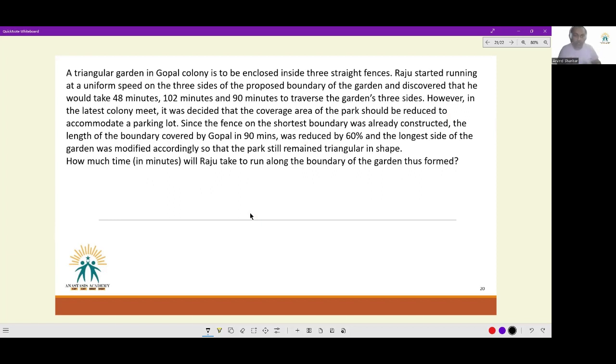The triangular garden in Gopal Colony is to be enclosed inside 3 straight fences. Raju started running at a uniform speed on 3 sides of the proposed boundary of the garden. He discovered that he would take 48 minutes, 102 minutes, and 90 minutes to traverse the garden's 3 sides.